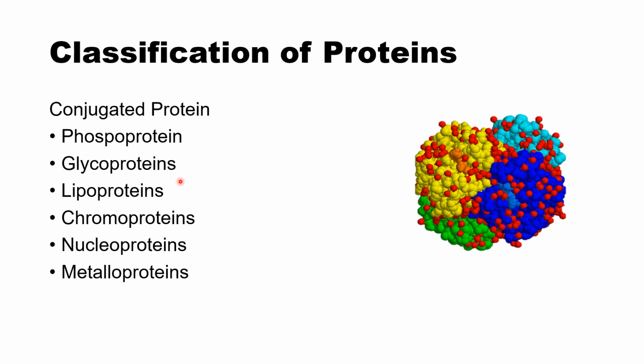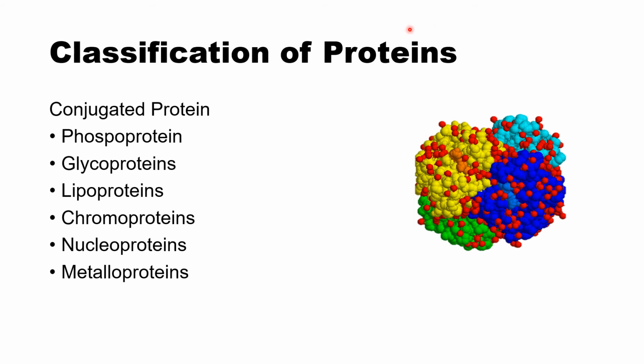For the glycoproteins, these are components of mucous secretions, which act as lubricants in many parts of the body. Mucus can act as a lubricant in the parts of our body. Then lipoprotein is the main component of the cell membrane, and it plays a basic role in lipid transport. Then the chromoprotein contains pigment. An example is hemoglobin.